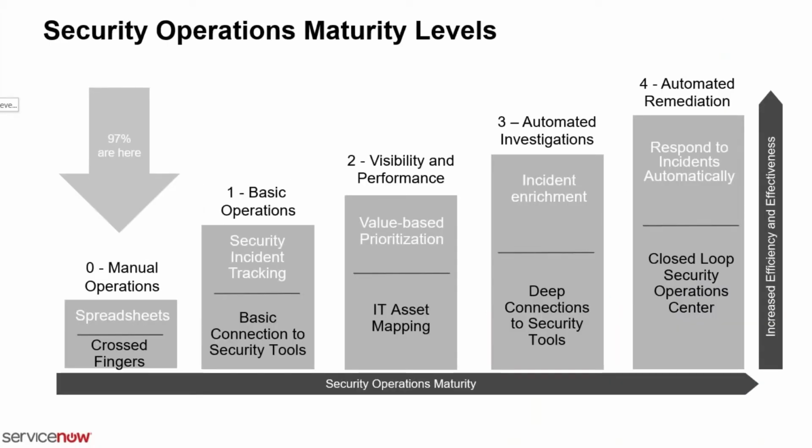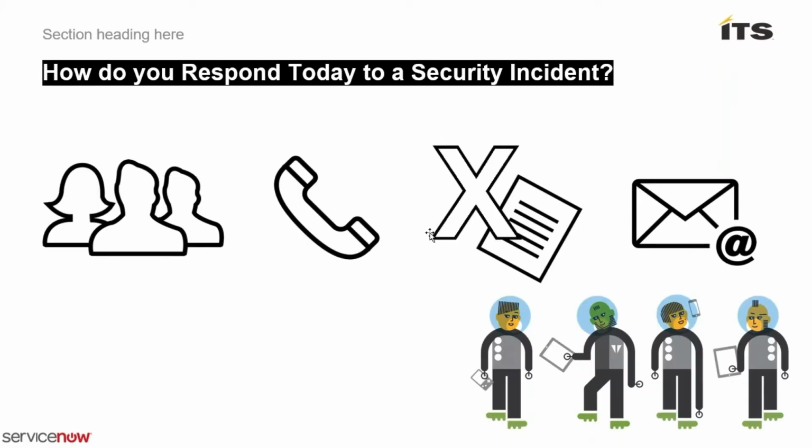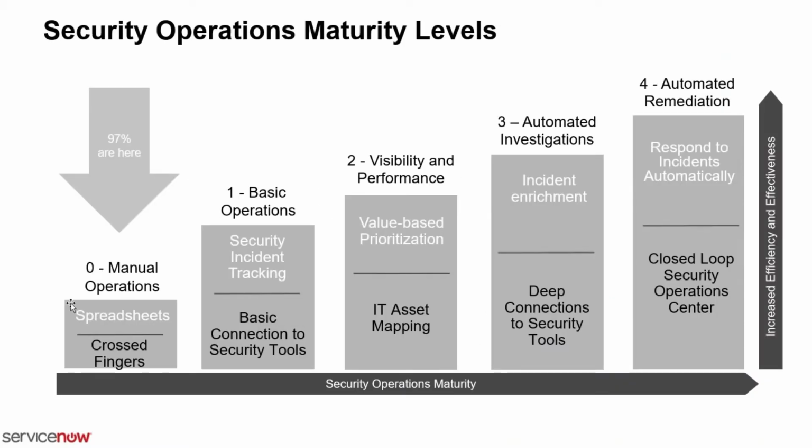And while you've thought about that for a little bit, ServiceNow has created maturity levels that they see a lot of organizations fit in. So if your answer for the previous slide, how do you respond, is picking up the phone or walking down the hall, you're not alone. Today, 97% of organizations are in that state of doing things manually, running spreadsheets, walking down the hall, and phone dialing people to get answers.